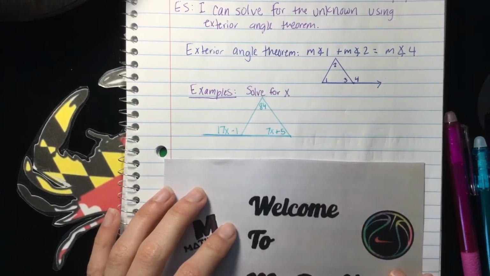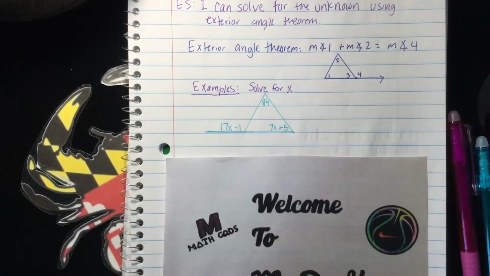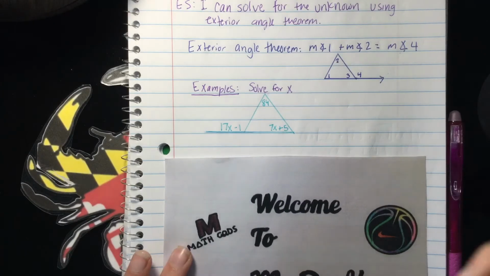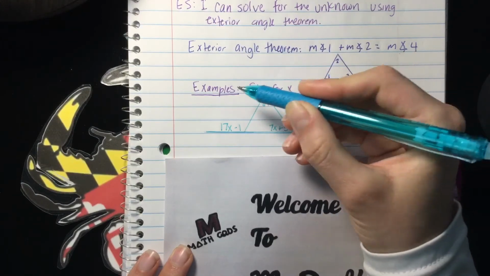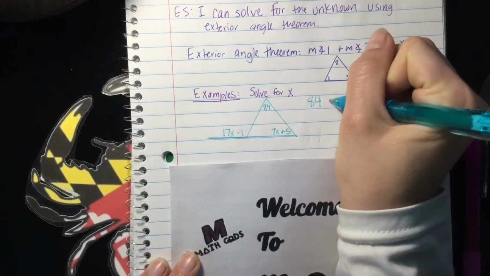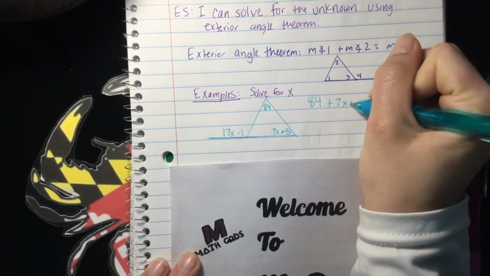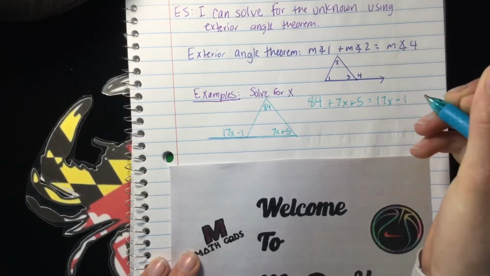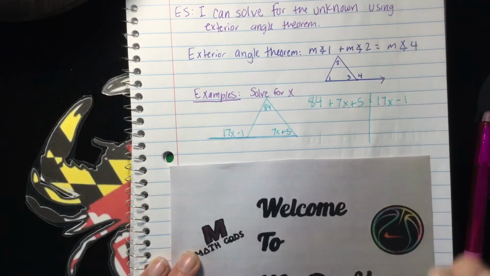All right, so you have this triangle, and it has 2 remote interior angles and 1 exterior angle. And I think the most important part here is how you set up the problem. So we're going to set it up taking these 2 angles and equaling it to this angle right here. So 84 plus 7x plus 5 equals 17x minus 1. All right, so start by putting that line down, the equal sign. We know that. You got that. You're amazing.